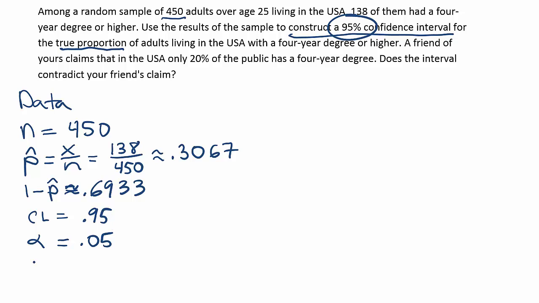Now we're going to get our critical table value. In these problems, we will always use a z critical value, so it'll be z alpha divided by 2. That's going to be z half of alpha here. If alpha is 5%, it will be 0.025.